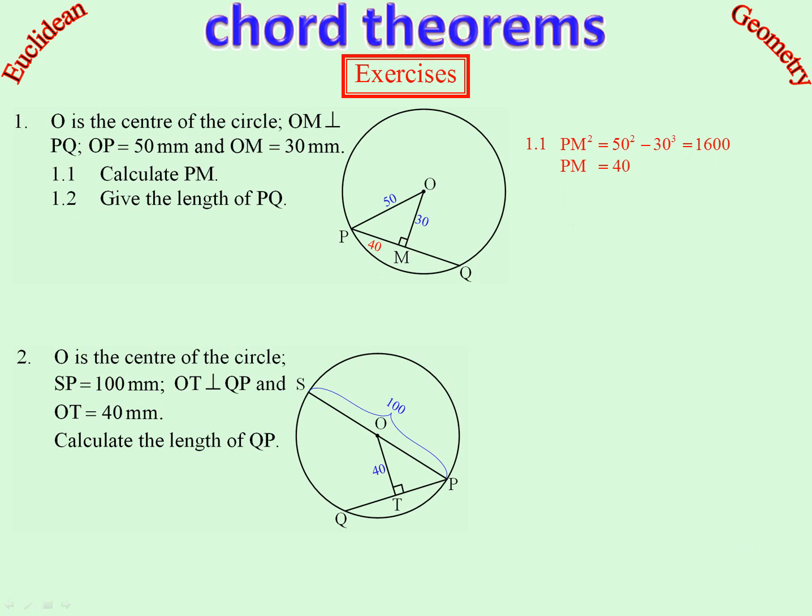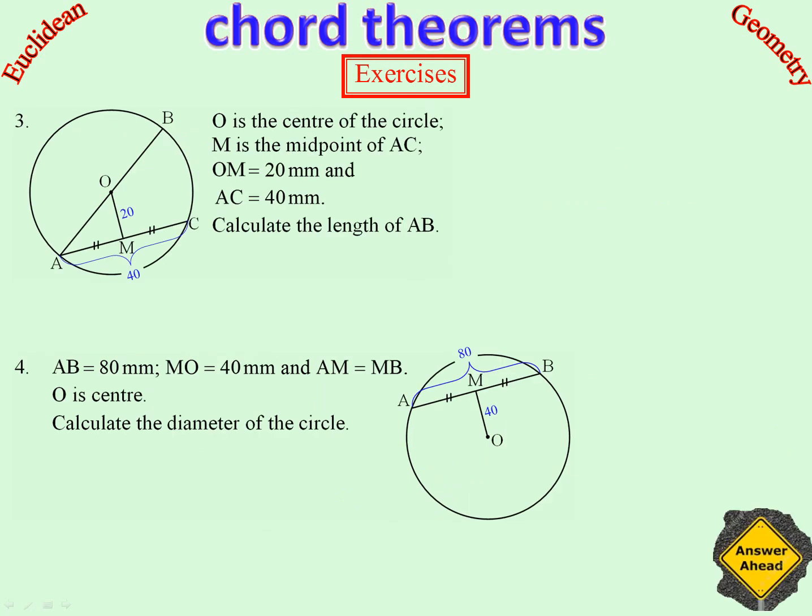PQ is double PM, chord theorem. OP is 100 divided by 2, 50, because that's the diameter, and we have another right angle triangle, and it's a 3, 4, 5 again. So TP is 30, so therefore QP, because this is perpendicular, TP and QT must be equal, so QP is twice 30, 60 millimeters.